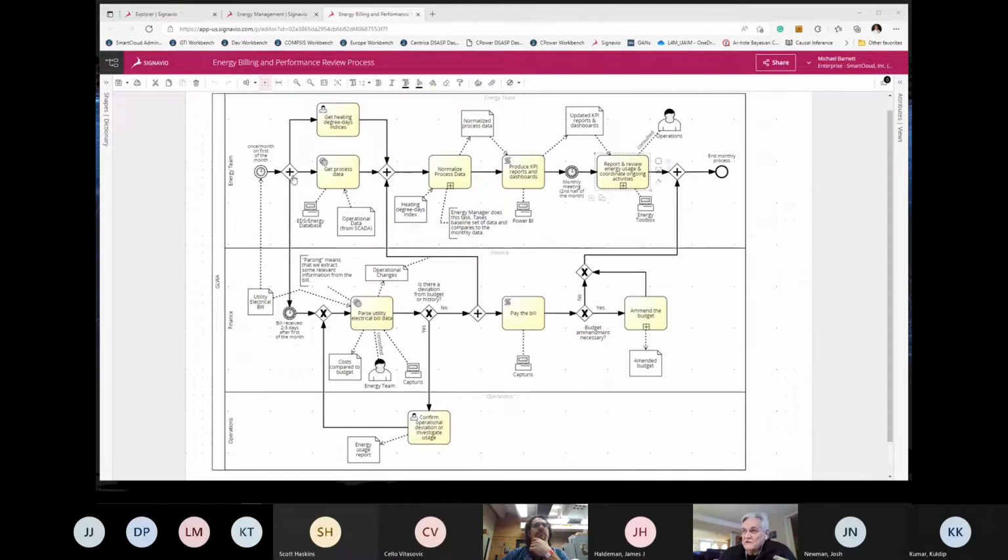What happened up here was that this is another parallel gate. There's some information collection and some processing of data. This done manually, this is what this icon means up here. This one done automatically, this is what this icon means. And then when those two tasks are done, it's sitting there waiting for this to complete. And when that's done, they sync up and they normalize the data to produce a KPI report, and then it goes into a task which is called report and review energy usage and coordinate the ongoing activities.